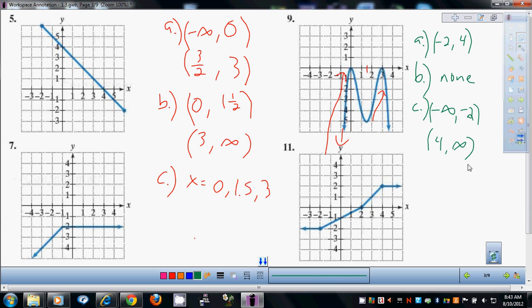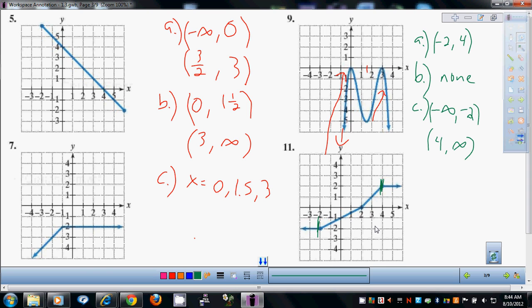You read it left to right. So it starts at negative 2 and ends at 4. But that's not like that. You give me your answer. Oh, I see what you're thinking. Are you thinking that as like a coordinate?